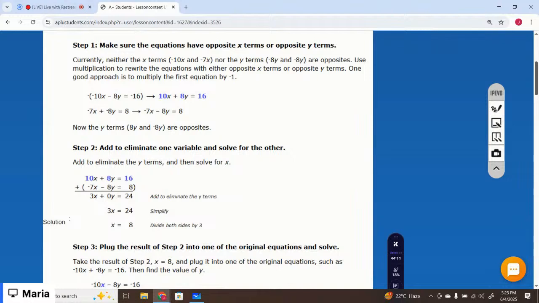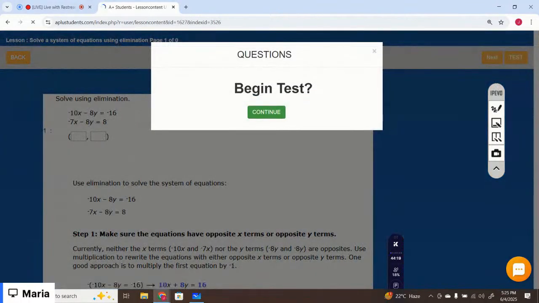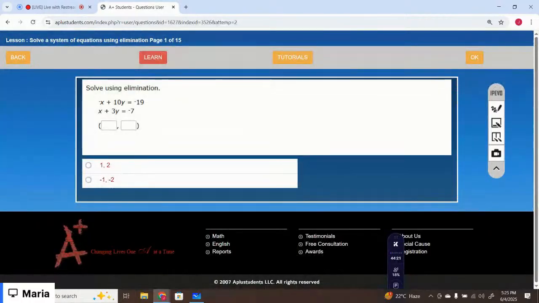Let's just start with the test questions. Okay, negative x plus 10y equals negative 19 and x plus 3y equals negative 7. So you can see the x terms have opposite signs in both the equations, right? So simply add the equations.